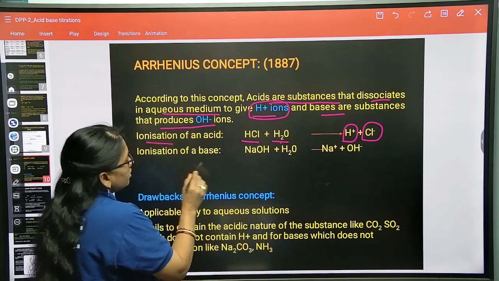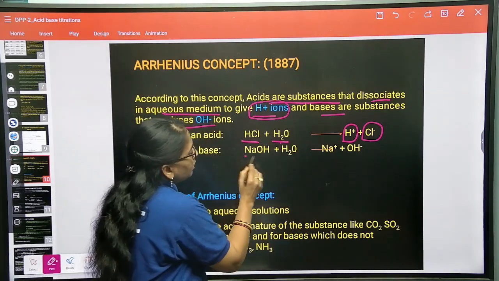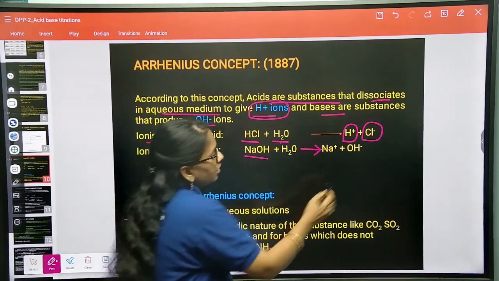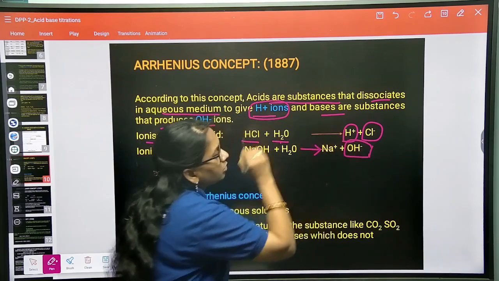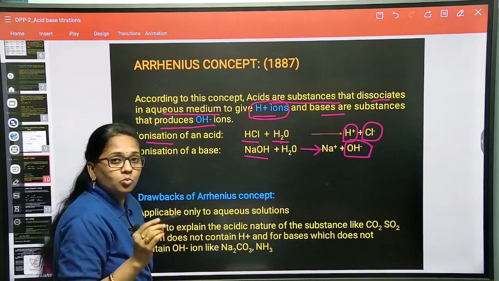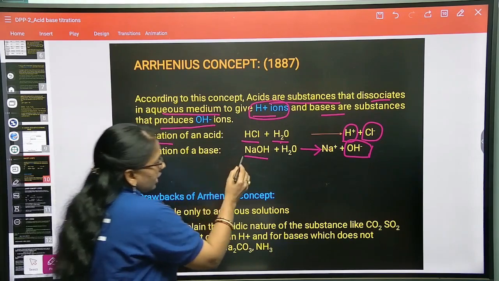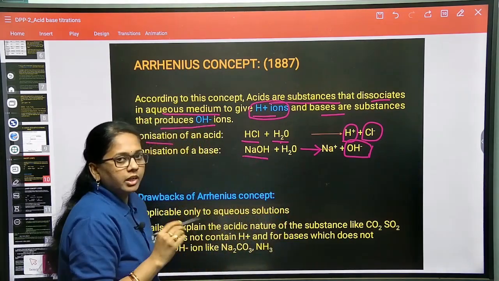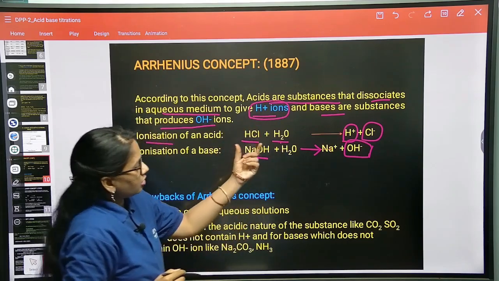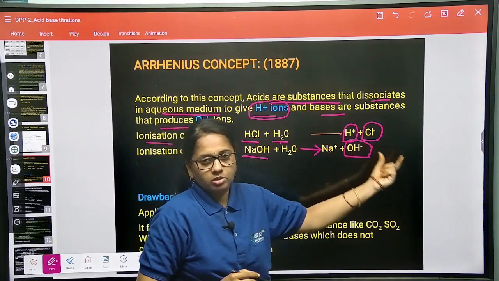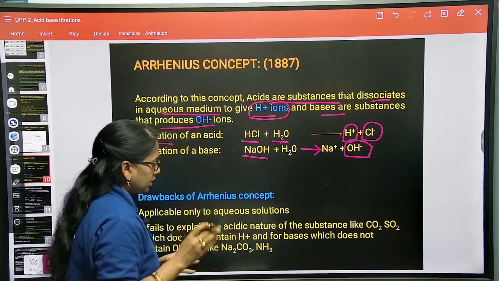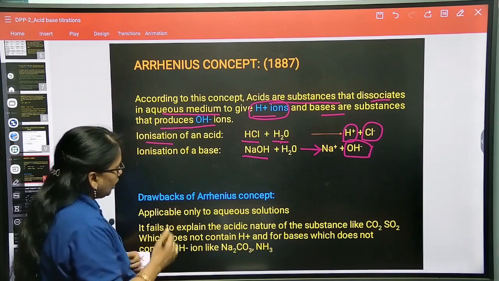And coming to the ionization of the base, if you take the example of sodium hydroxide, it is going to give you sodium ions as well as OH minus ions. So according to the Arrhenius concept, what is a base? Bases are the substances that produce the OH minus ions. So this example satisfies the Arrhenius concept. And according to that concept, an acid also gives you the H plus ions. But the catch here is that it works in the aqueous medium only. That's why this concept has some drawbacks.